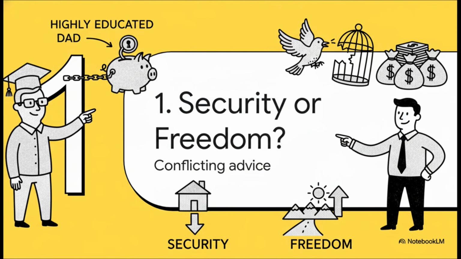You know, this whole conflict, it usually starts with the advice we get when we're growing up. In Robert Kiyosaki's famous story, he had two major father figures. One was his highly educated biological dad, who was all about job security. But the other, his rich dad, focused every single lesson on one thing: achieving financial freedom.